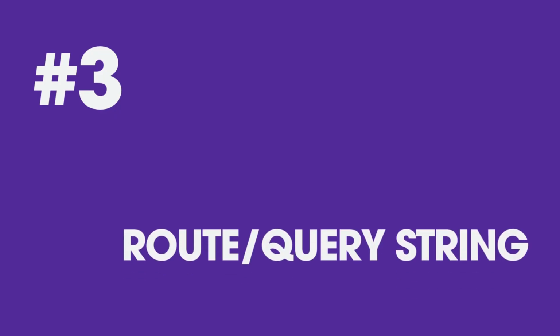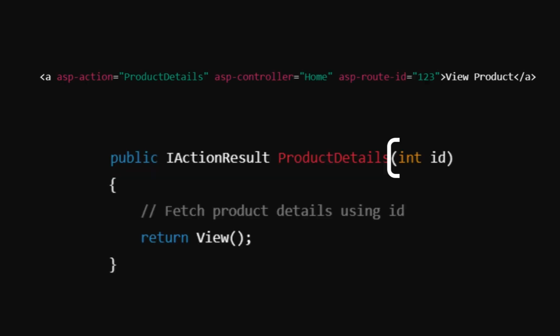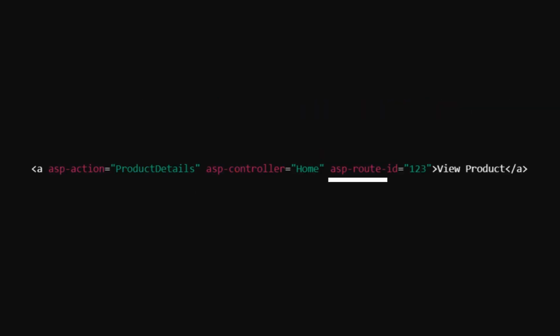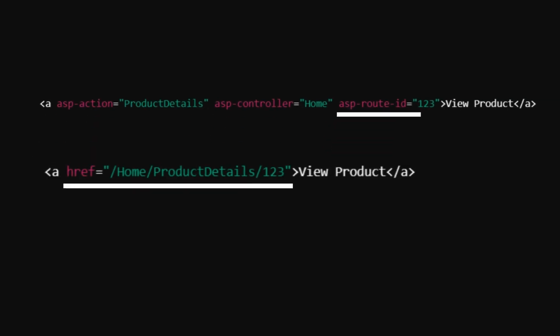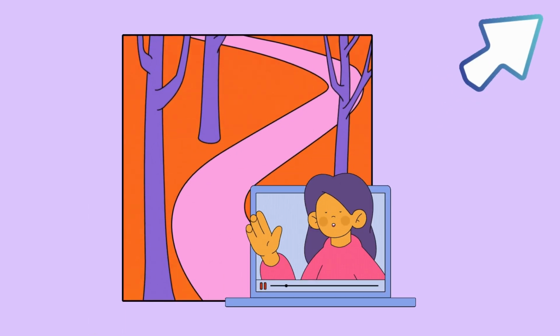Yes, use route parameters or query strings. This example means that when you click on it, we'll go to the home controller product details action method with the ID. Then, based on the ID, we can get its data from the database. Not only ID, we can also add more parameters like this. If you don't want to use ASP route, you can also do this. By the way, if you want to explore more about routing, feel free to check out this video.